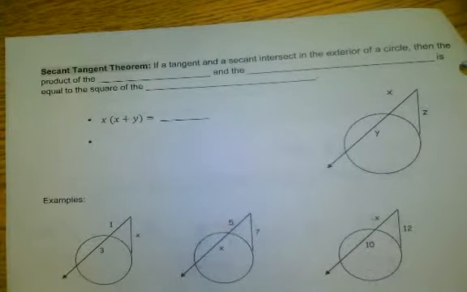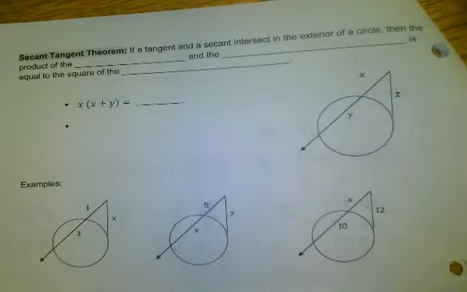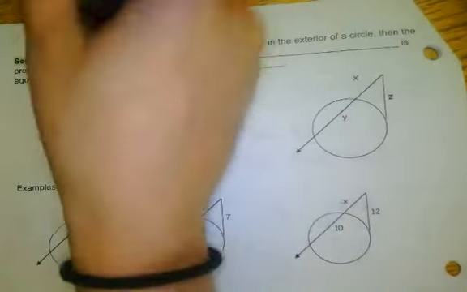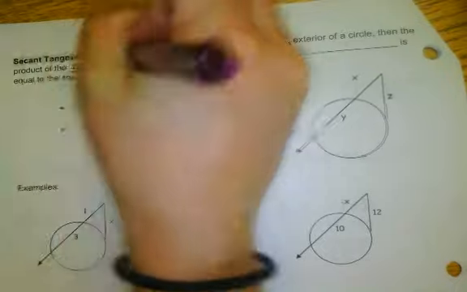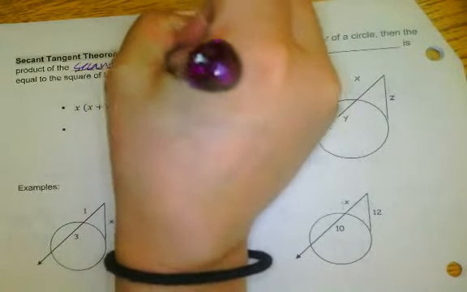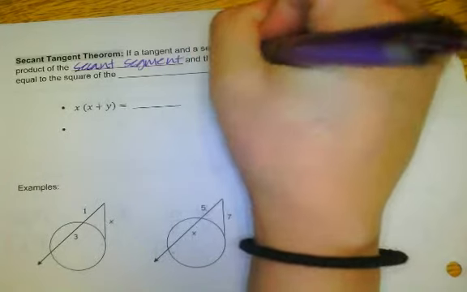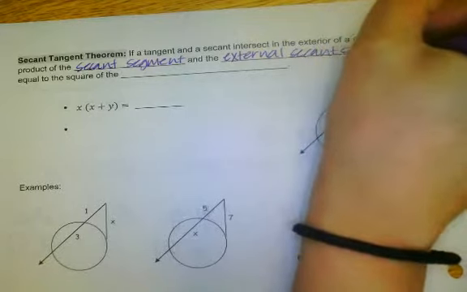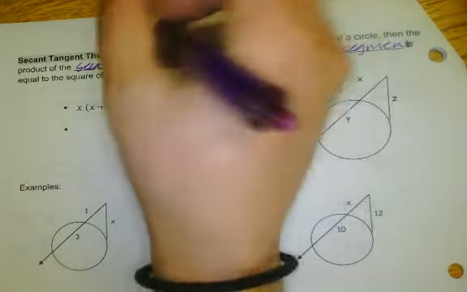Okay, the next one is a secant tangent theorem. And it states that if a tangent and a secant intersect in the exterior of a circle, then the product of the secant segment and the external secant segment is equal to the square of the tangent segment.